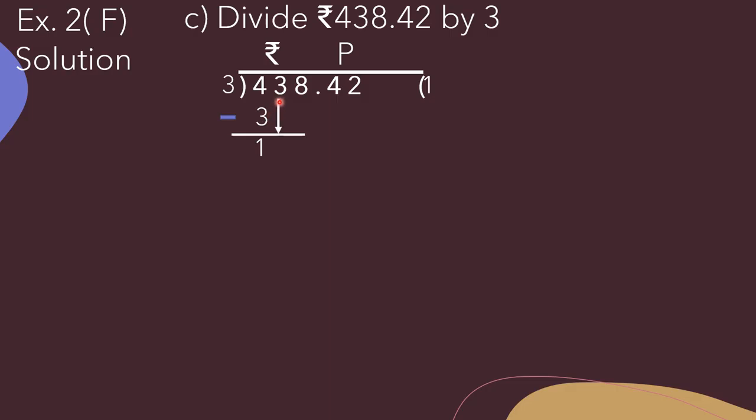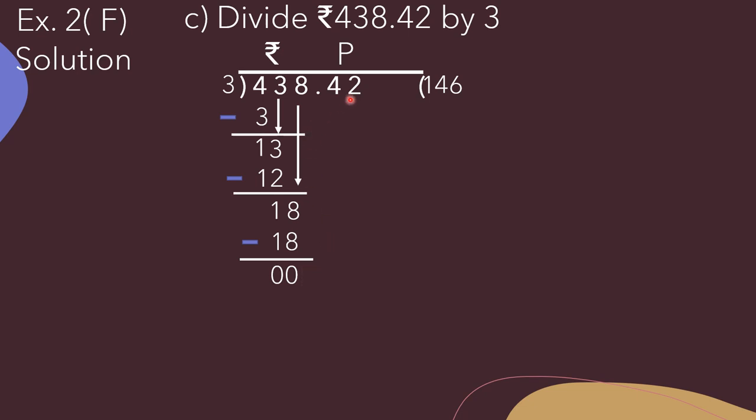Now we will bring down this 3 and the number becomes 13. Now we have to divide 13 by 3. So we will write here 4 as quotient and write 12 below 13. So we will subtract 13 minus 12 and we will get 1. Now we will bring down this 8. Now the number becomes 18. Now we have to divide 18 by 3. So 18 divided by 3 is equal to 6. So here at the quotient place we will write 6 and below 18 we will write 18. Now we have to subtract. So 18 minus 18 is equal to 0.